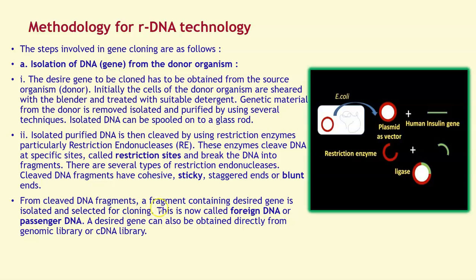From the cleaved DNA fragments, a fragment containing the desired gene is isolated and selected for cloning. This is now called the foreign DNA or the passenger DNA. So this green color insulin gene is your foreign DNA or the passenger DNA. A desired gene can also be obtained directly from the genome library or the complementary DNA library.